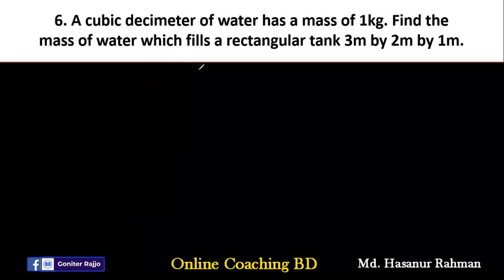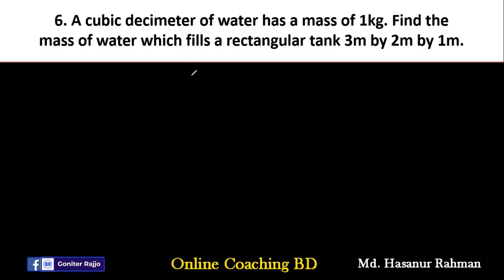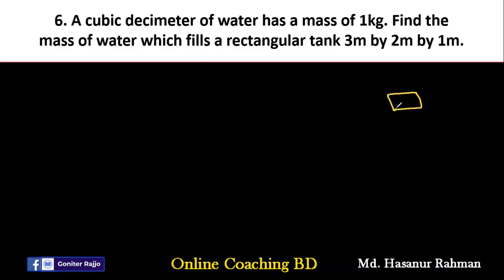Now, number 6. Number 6 says a cubic decimeter of water has a mass of 1 kg. What does that mean? Suppose this is a cube, and every length, breadth and height of this cube is 1 decimeter. Then the volume is 1 into 1 into 1, that is 1 decimeter cube.